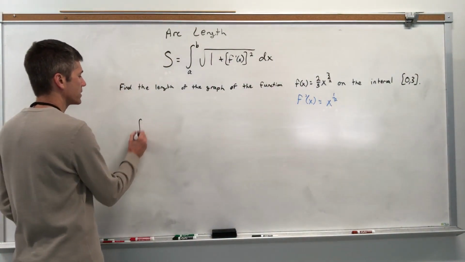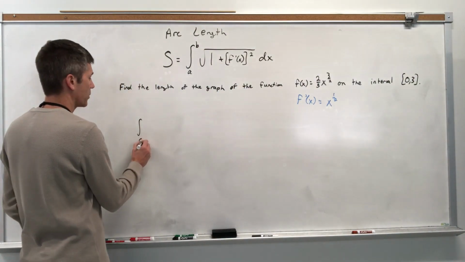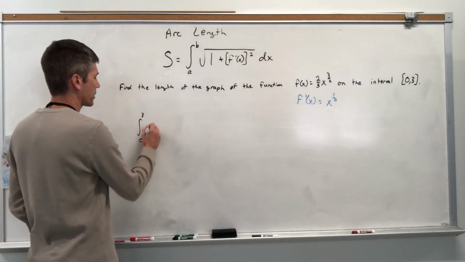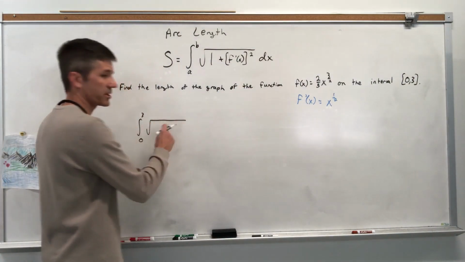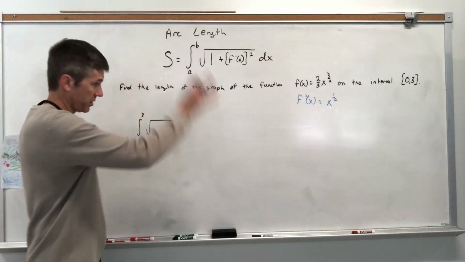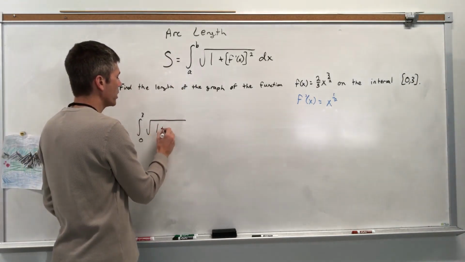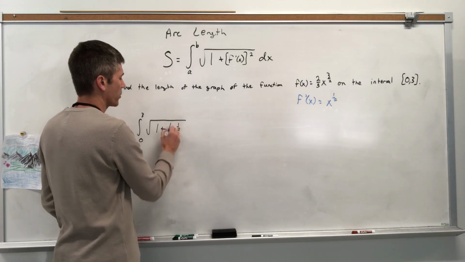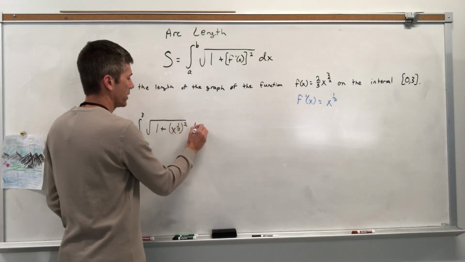So this is the integral from 0 to 3 of the square root of 1 plus x to the 1/2, that's square root, and then we square it, and we get dx.